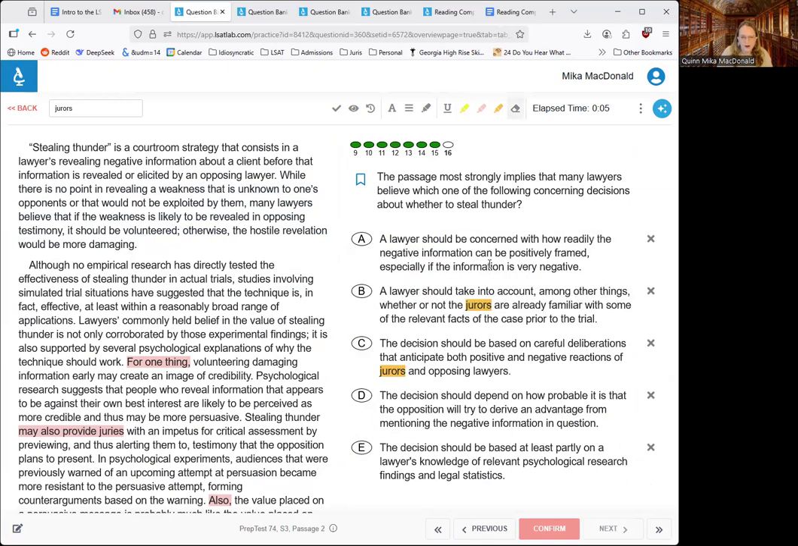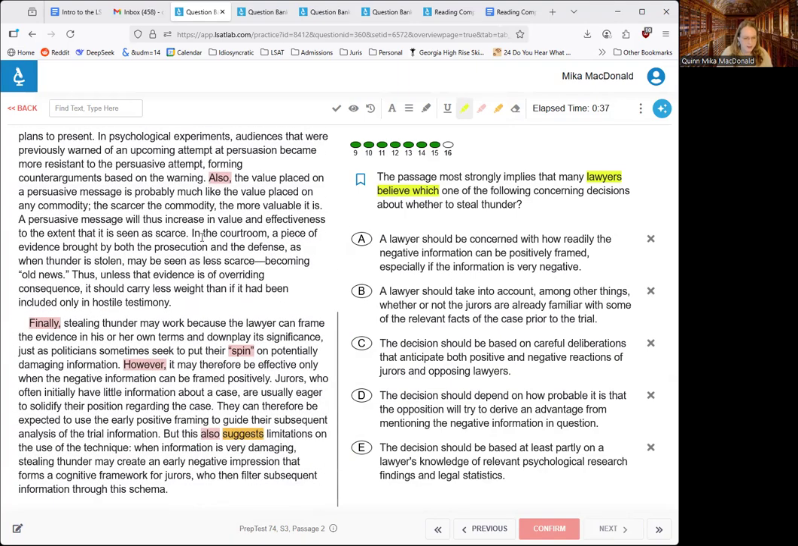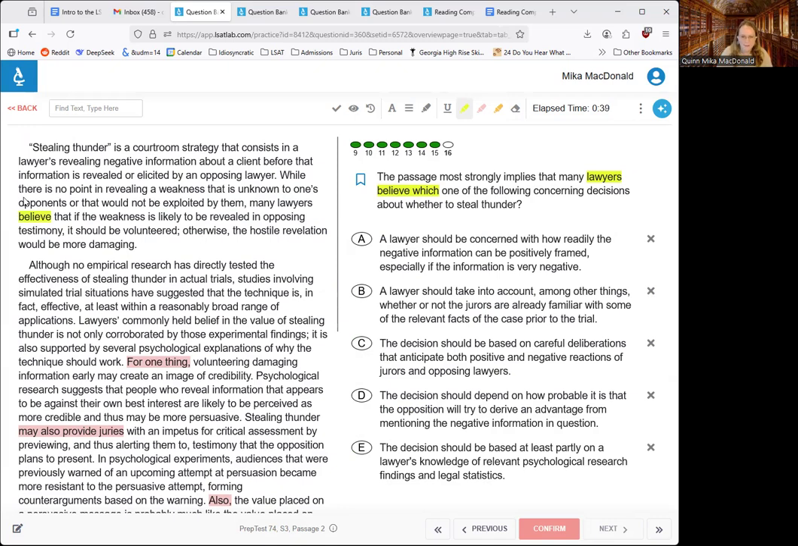Now we have a non-author opinion, right? What do lawyers believe? Well, I feel like we just saw that in the previous question when we looked up here. So we know there's at least one belief here: if it's likely to be revealed, it should be volunteered. Otherwise, it would be more damaging. Okay, so take a run. Do we have that answer? And then if we don't, we'll have to go look for other beliefs. But for now, I think we have one that's very clear. Let's look for it.